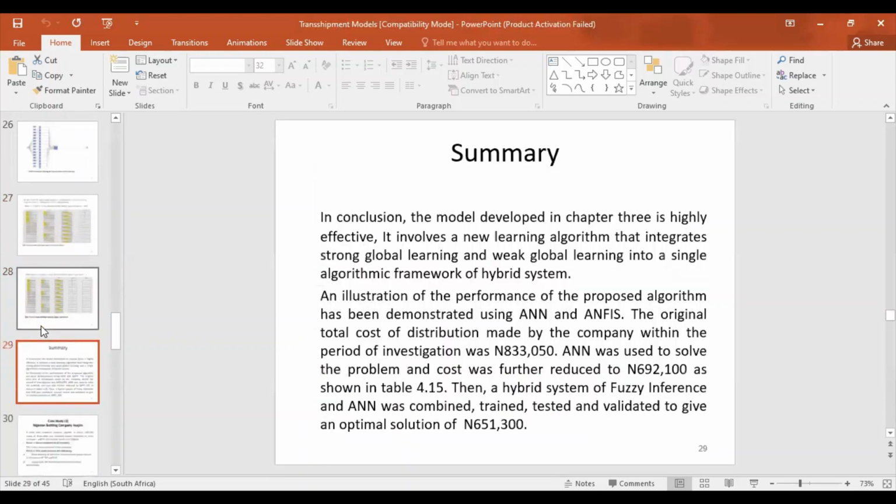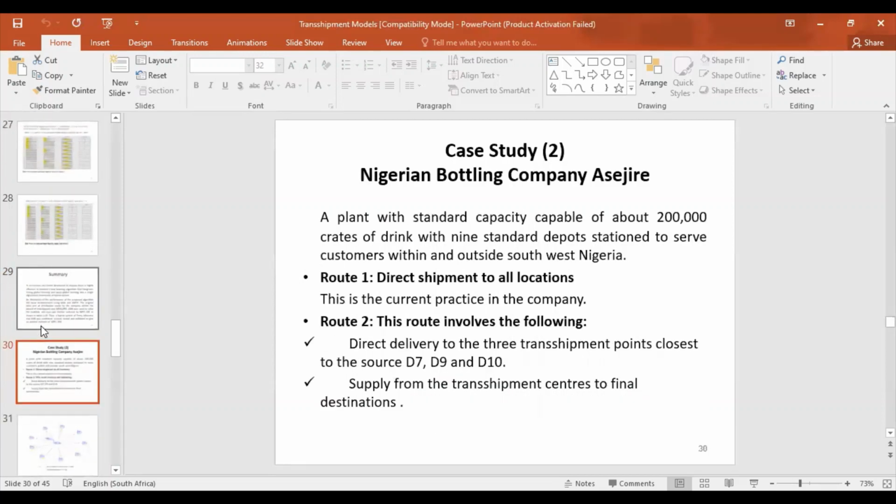So having done this, the summary shows that the model developed is highly effective, as the solution obtained from ANFIS is superior to that of ANN and also the classical model. For the second case study, we tried a bottling company, which has a source and multiple destinations, and the problem has always been the issue of optimizing costs.